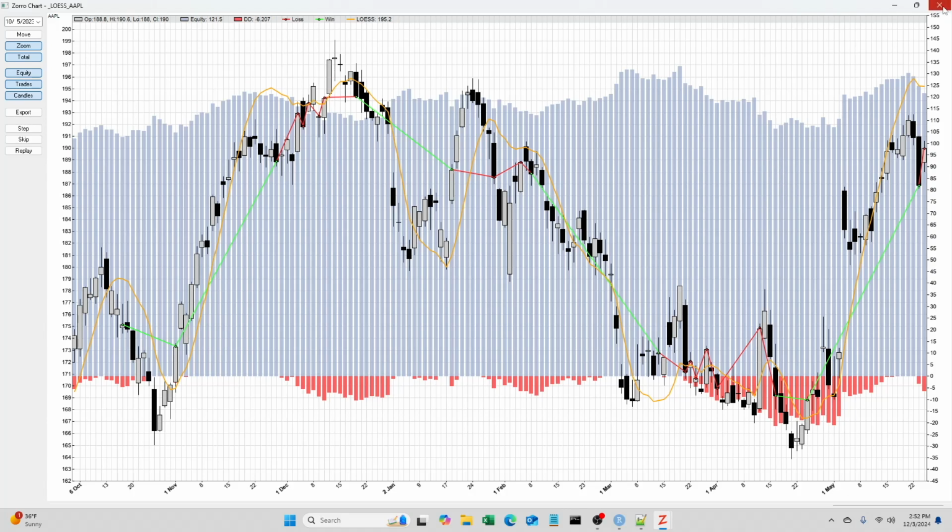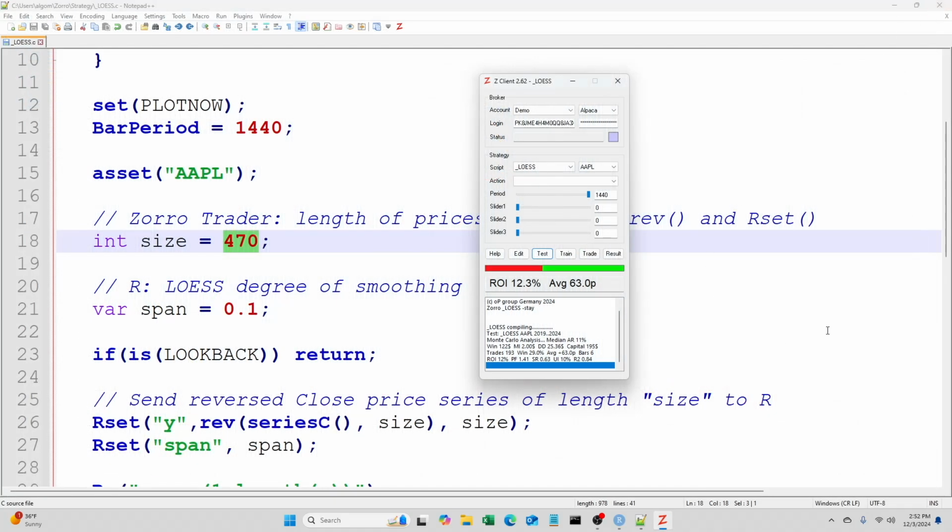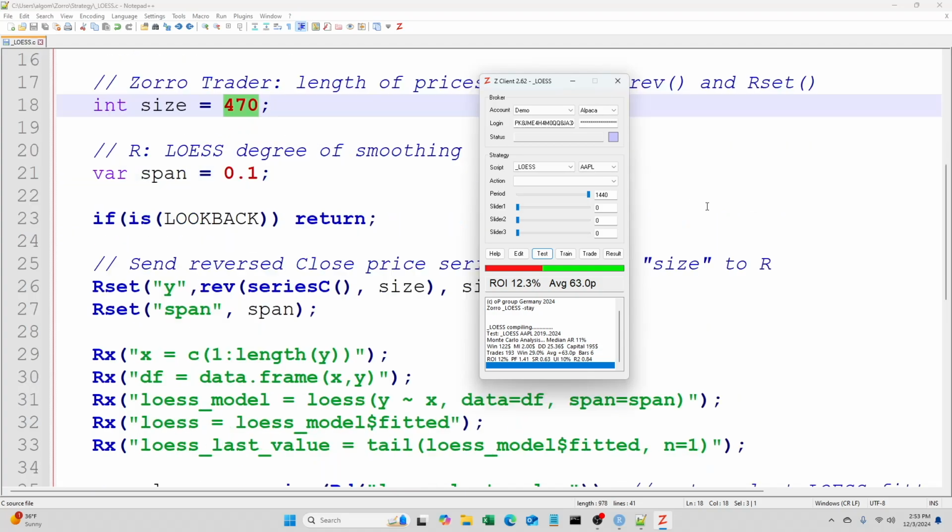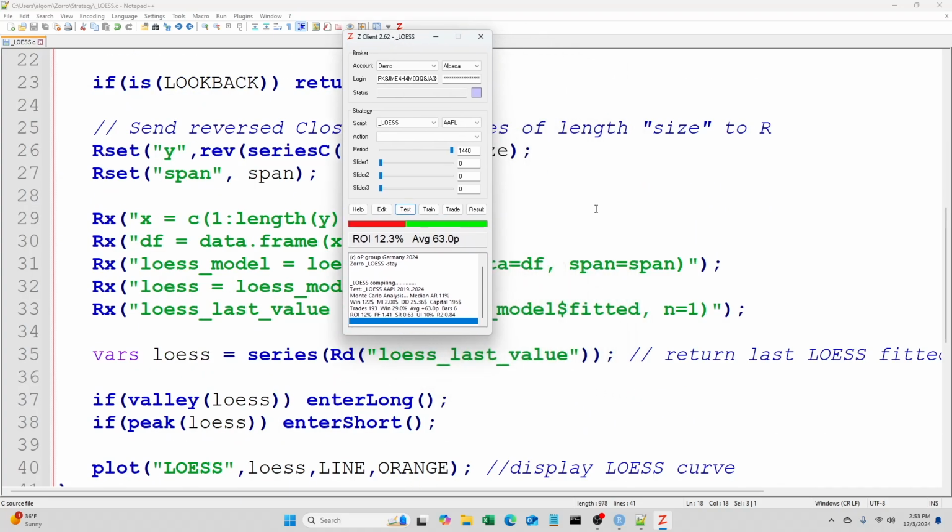But this is a completely different conversation: how do you make this strategy better? And again, we're not optimizing. I just wanted to show you how you can use a mathematical filter called LOESS as a smoothing filter. Zorro Trader does not have it, but R does. So what I wanted to show you was how to call R into service from Zorro, how to pass data from Zorro to R and back, and then how to use that data to build a tradable strategy, or at least a decent backtest.